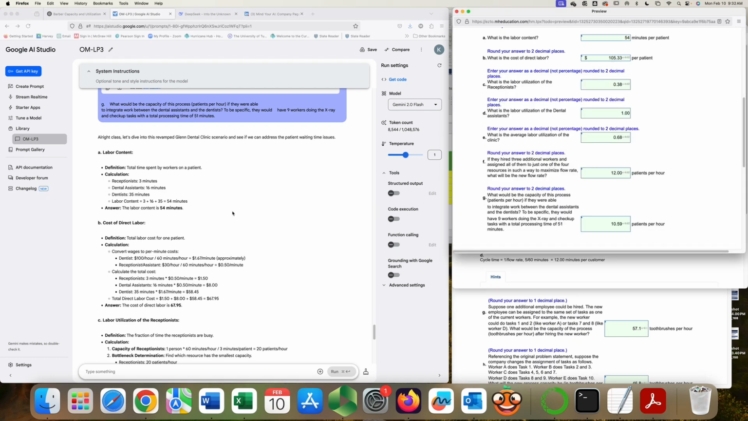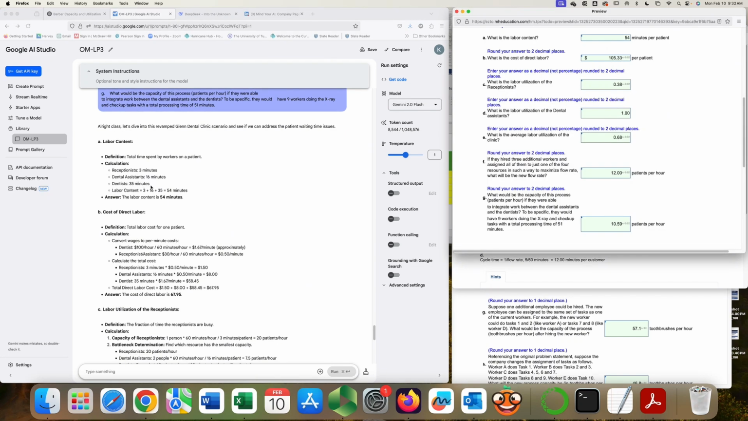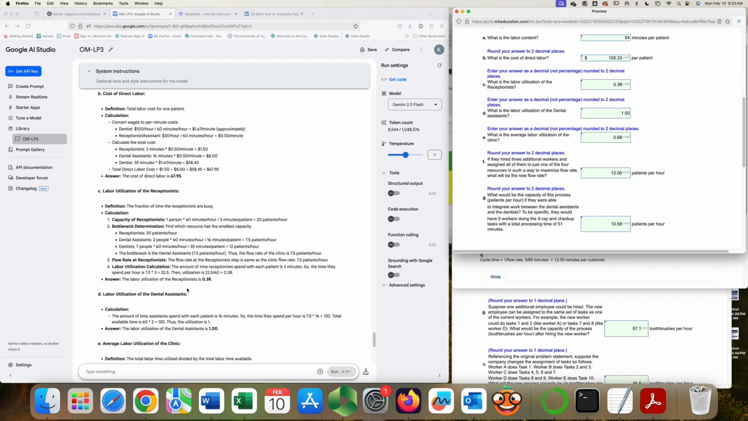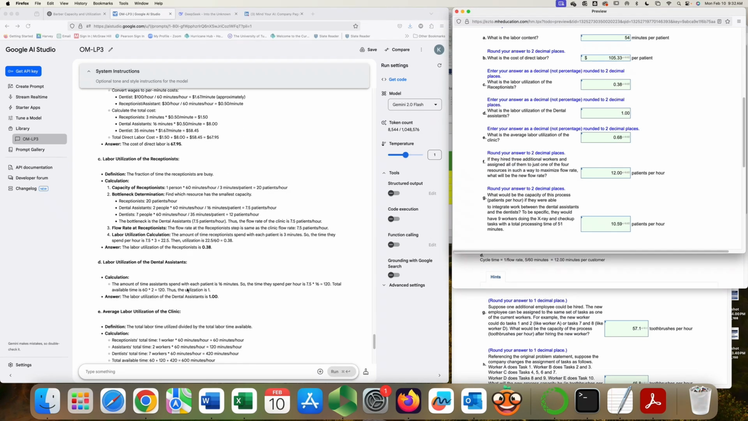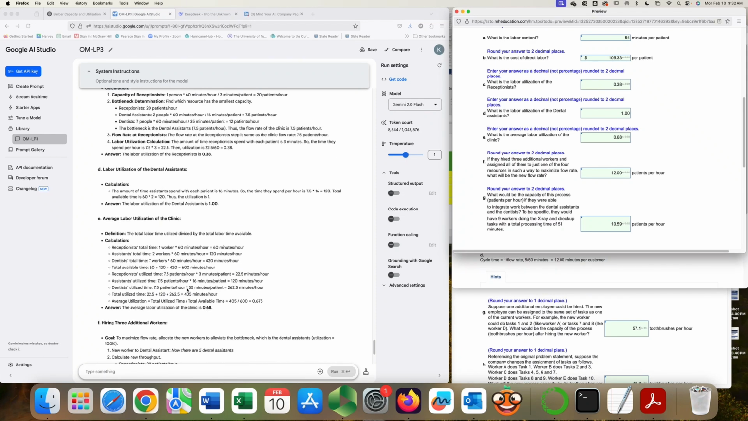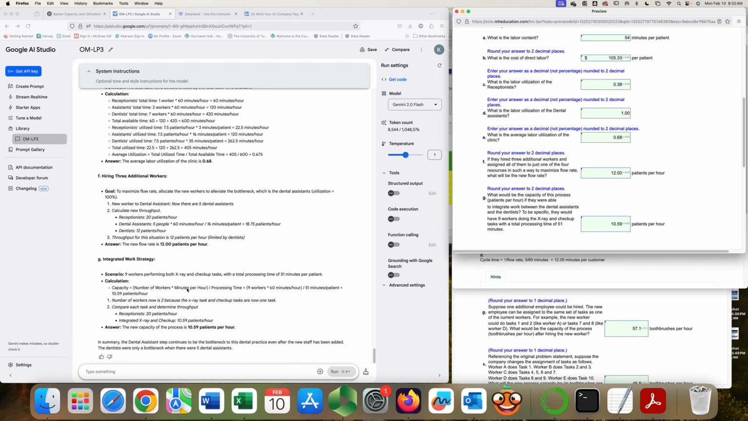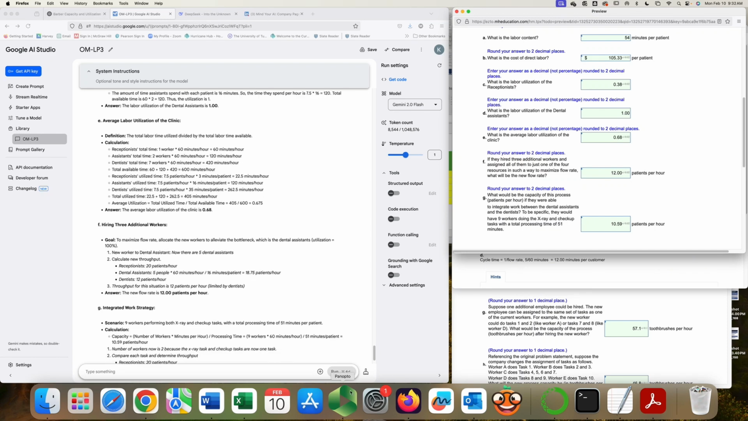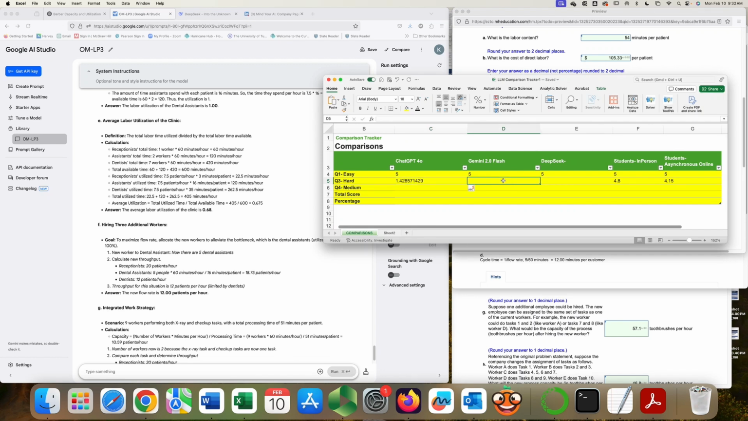So we got 54, and it has some explanations. That's good. The second one is not correct. The cost of direct labor, again, this one also messed up. And the labor utilization 38%, that's correct. 100%, that's correct. Average labor utilization 68%, that's correct. 12, that's correct. 10.59, that's correct. So the Google AI really did a better job than OpenAI. We'll see the OpenAI in a minute as well. So the grade for Gemini is 6 over 7 times 5.